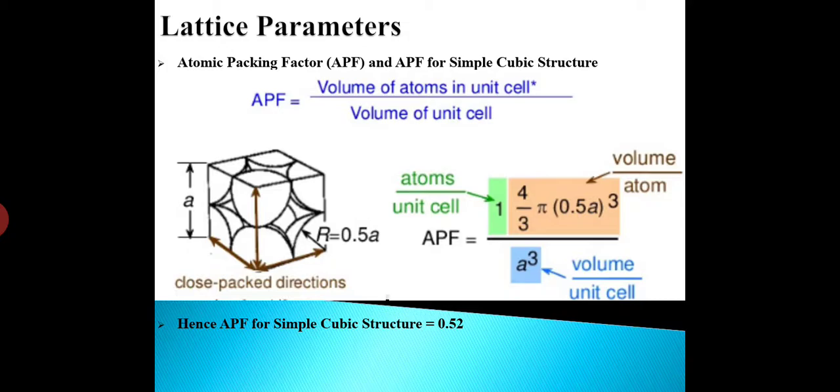We take r equal to 0.5 a. This is the geometry used for the simple cubic structure, where r is the radius of the atom and a is the lattice constant, and we know that the radius and lattice constant have the relation r is equal to 1/2 a, or r is equal to 0.5 a. The blue color shows the volume of the unit cell, a cube. By solving all these equations and putting in the value of pi, we get APF equal to 0.52.